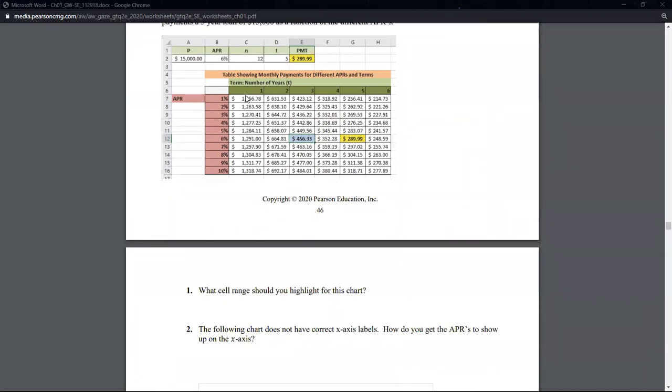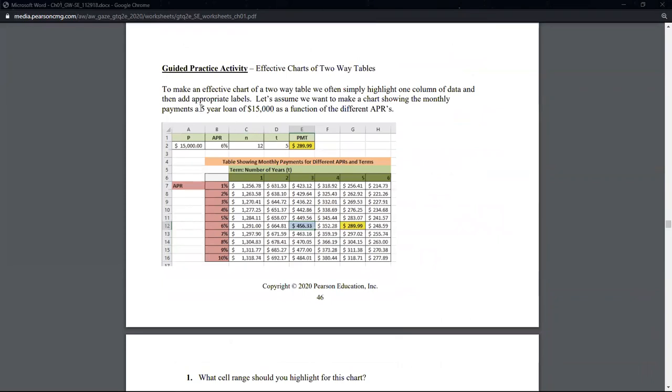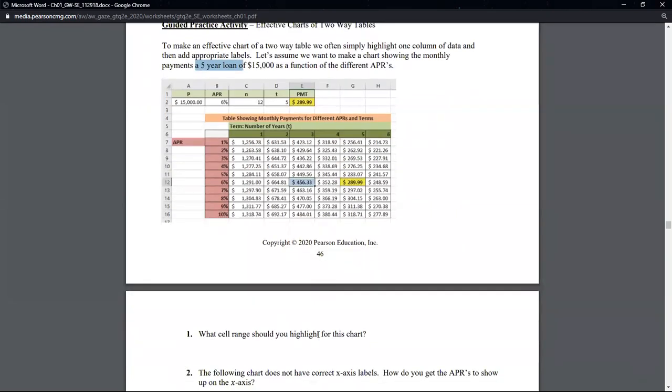So you'd want to make a chart with all the different possible payment options, but just for a 5-year loan. So we're only worried about the 5-year loan. We want to make a chart out of all the options for a 5-year loan, which is this column right here. So they say, what cell range should you highlight for this chart? Well, you'd want to highlight these, which goes from G7 all the way down to G16.